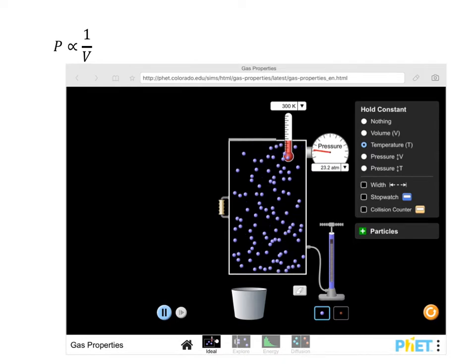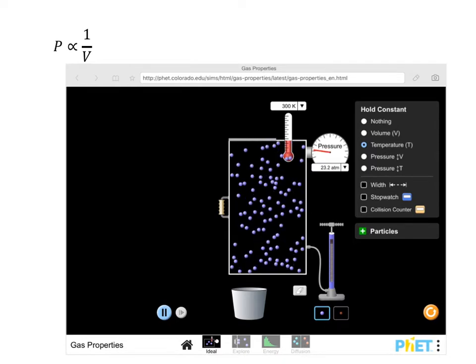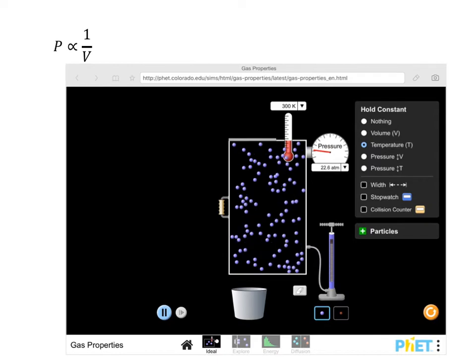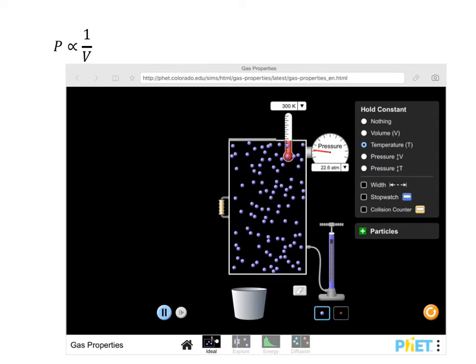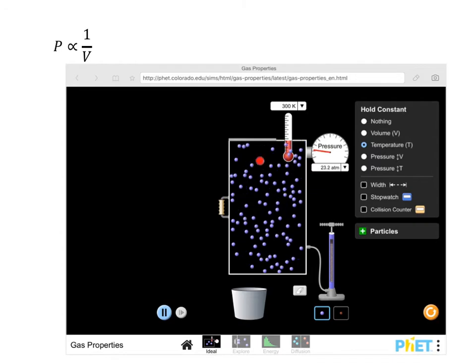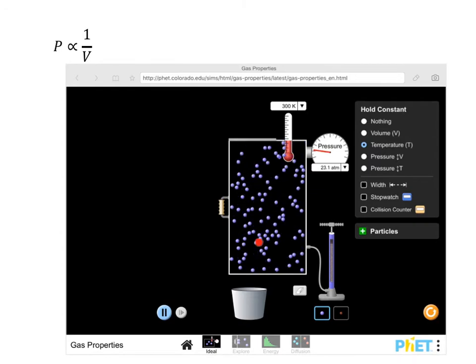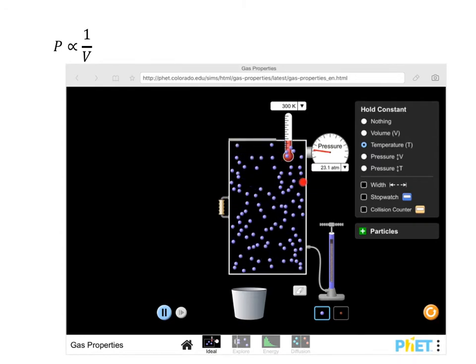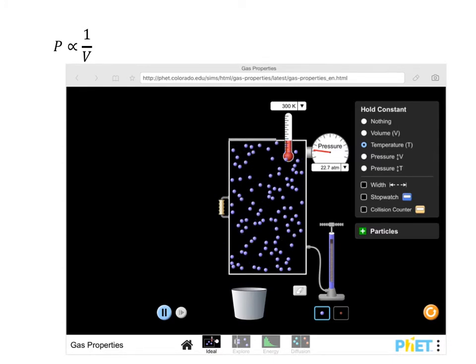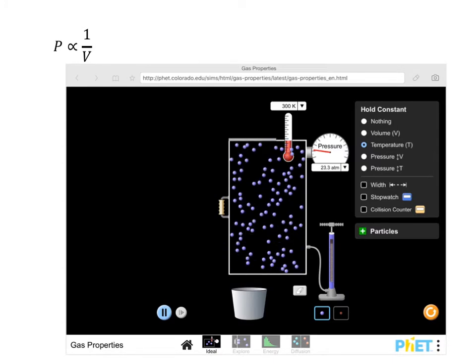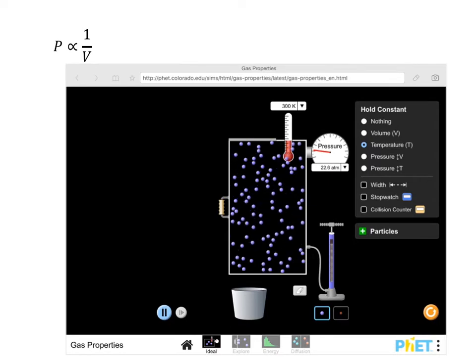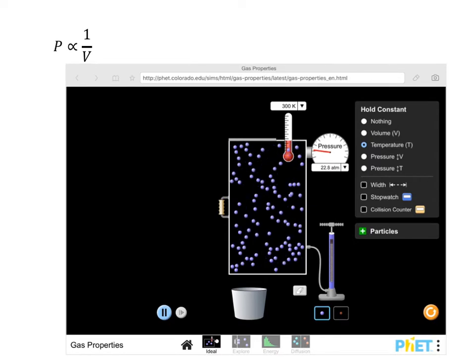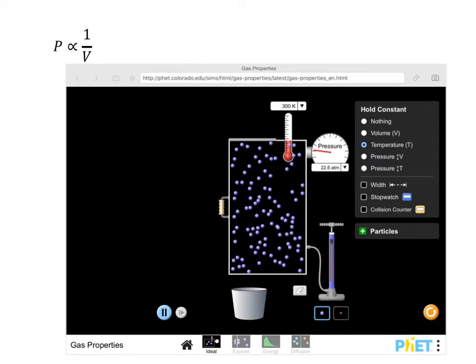And so how we would explain that with the kinetic molecular theory: the gas molecules are all still moving the same speeds they were before. The kinetic energy didn't change, but now the molecules don't have to travel as far before they strike the walls of the container. And because pressure is due to the molecules striking the walls of the container, the pressure is going to go up. And so that's how we would explain Boyle's law with the kinetic molecular theory.